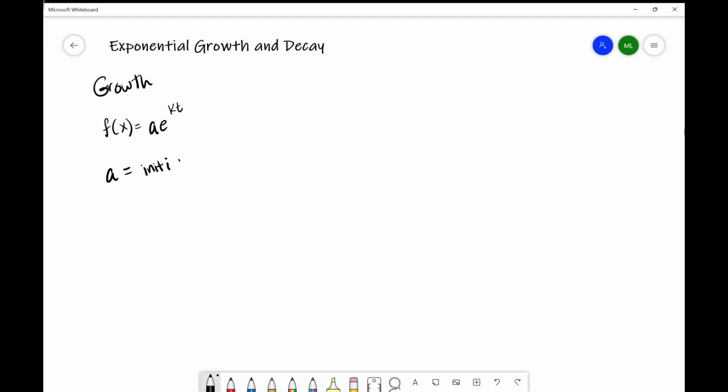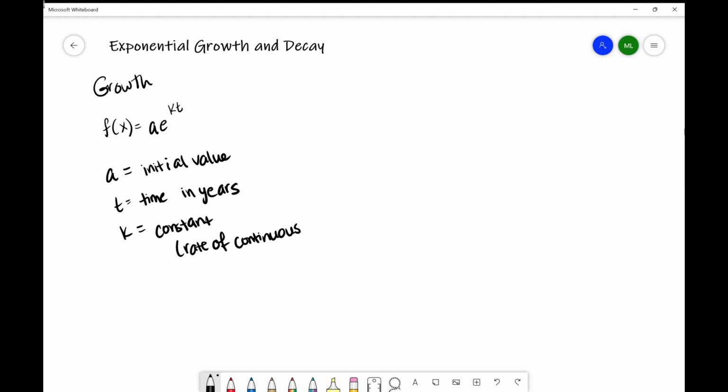If you're looking at a population problem, you started off with, say, 100,000 people, so that's what you would put for your a value. e is a constant, so we don't need to touch that. t is the time in years. And then we also have k, which is our constant. This is the rate of continuous growth.